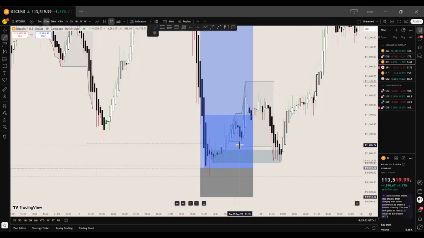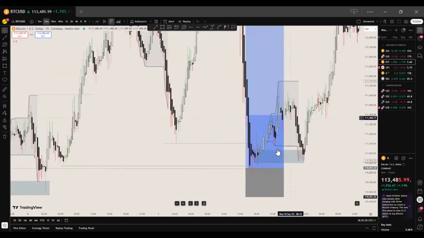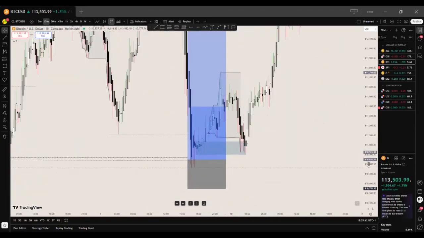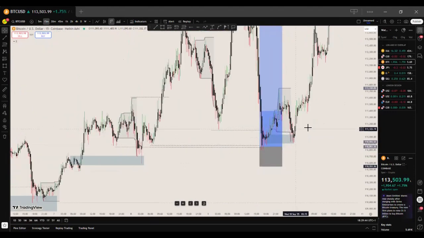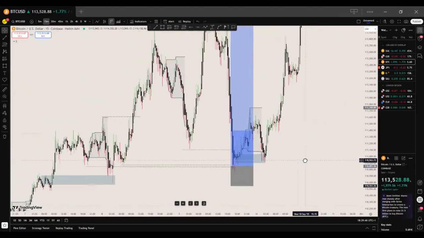So on the lower time frame, I can see that price grabbed this liquidity and tapped into this lower time frame confirmation, which is one type of my trading pattern. I call it the cool pattern. Don't worry, stay to the end of the video, I'm going to show you.